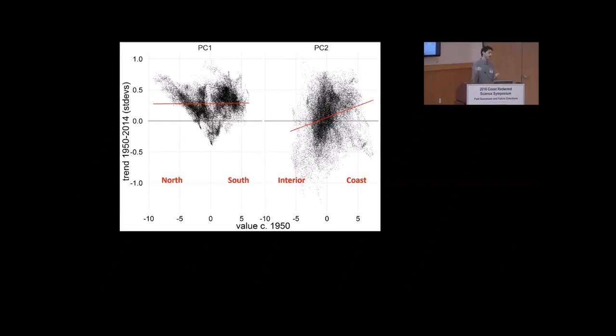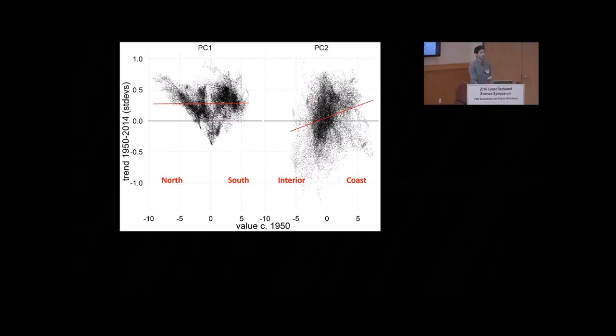For PC2, however, we see this interesting positive correlation where places that had more interior type climates actually were declining, so they were becoming more interior-like, whereas places that have more coastal type climates were becoming more coastal-like. So we're seeing an increase in the steepness of the climate gradient across coastal California. And that's kind of an exciting new finding that wouldn't necessarily be picked up by these coarse scale future global climate model projections.